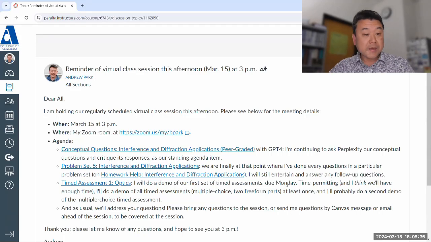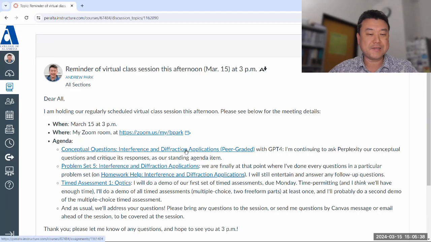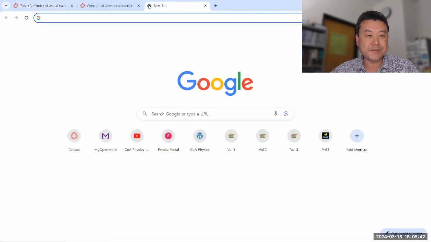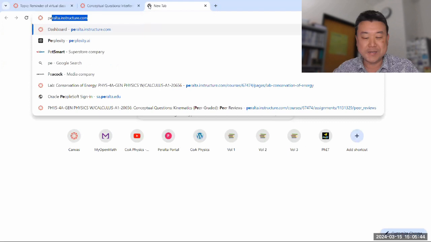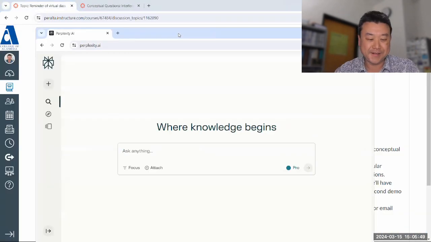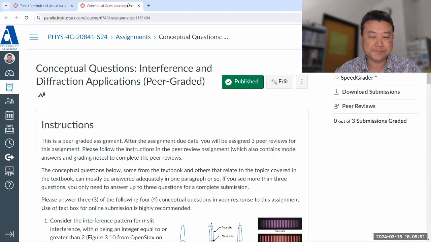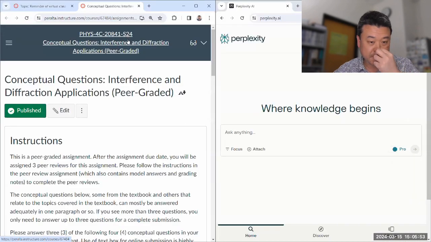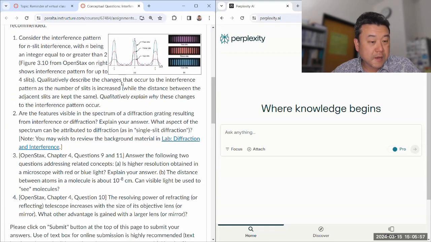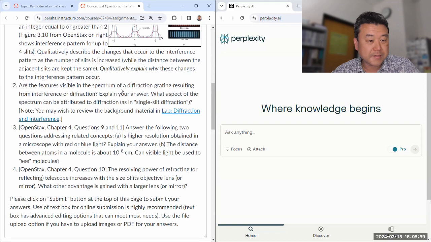So with that, let me get started with the first agenda item. This is the fun one, where I get to see someone or something else make mistakes and point out those mistakes. So let me set this up. This is the last of the conceptual questions we have in optics.